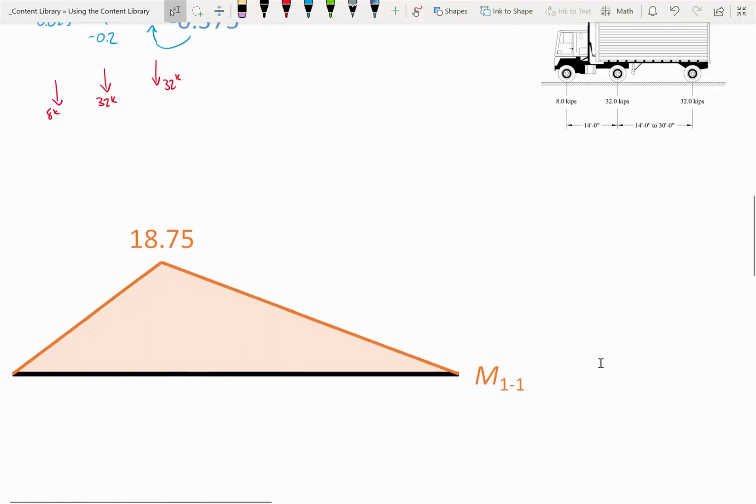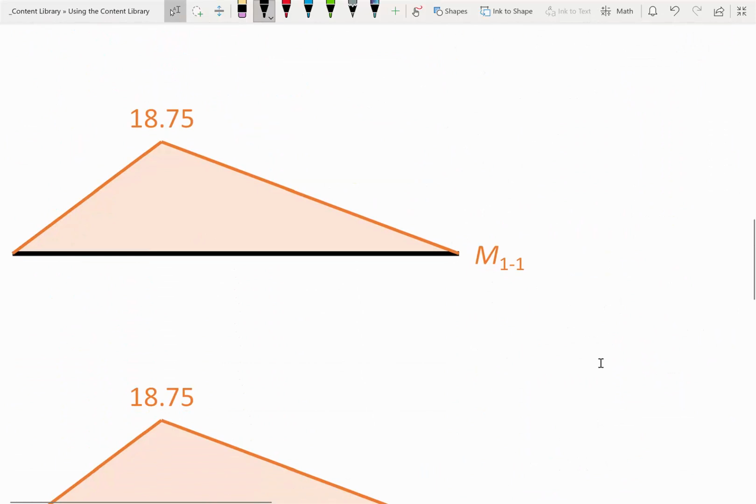So before we even start doing any math, we should probably recognize that M truck negative is going to be M tandem negative is going to be 0.